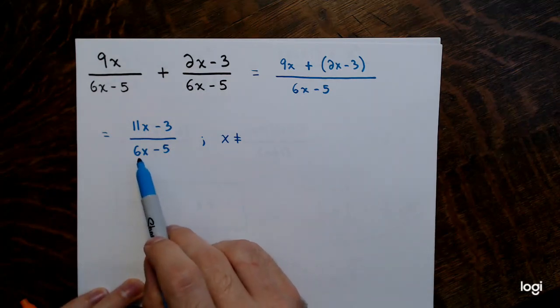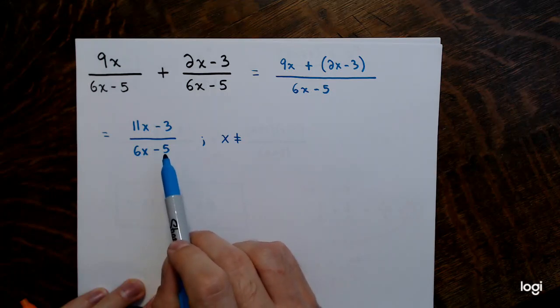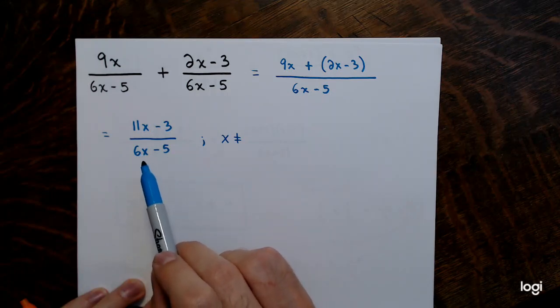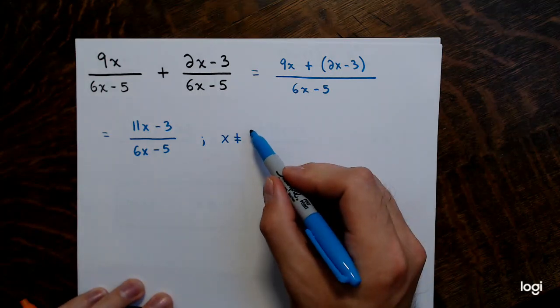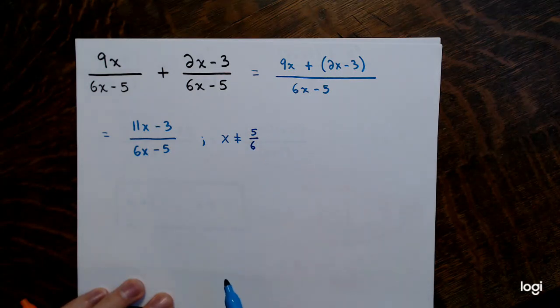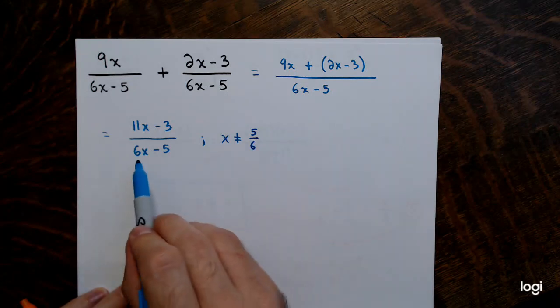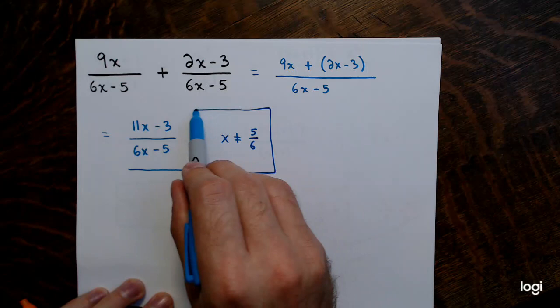So again, just only focus on the denominator, right? This 6x minus 5 cannot be 0. So when would that be 0? If you set it equal to 0, you would add 5 and divide by 6. So x cannot be 5/6. Right, the fraction 5/6. If you let x be that number, the denominator would be 0. So x cannot be 5/6.